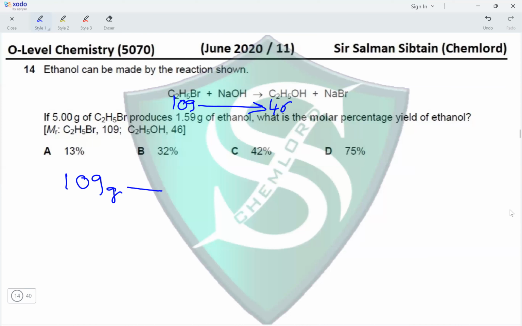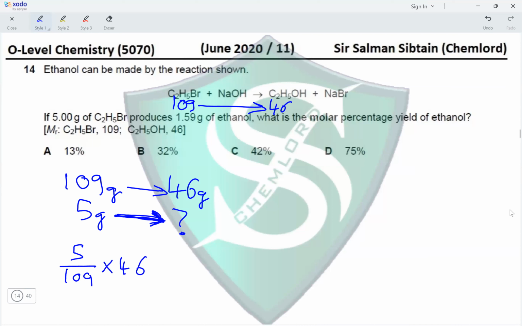109 grams would produce 46 grams. So 5 grams should produce how much? This will give us the amount of ethanol when 100% yield is obtained. So 5 divided by 109 multiplied by 46 will give us 2.11 grams. So this is when there is 100% yield of ethanol.